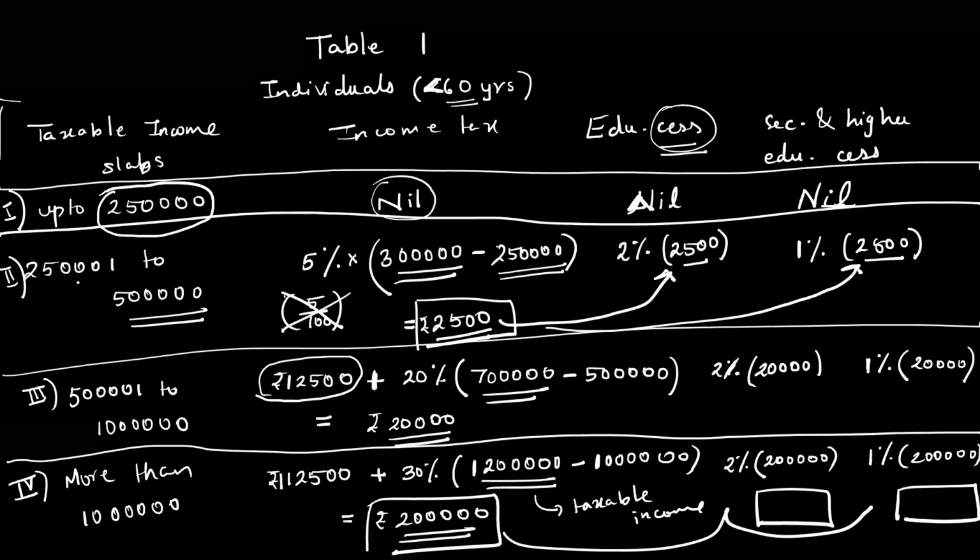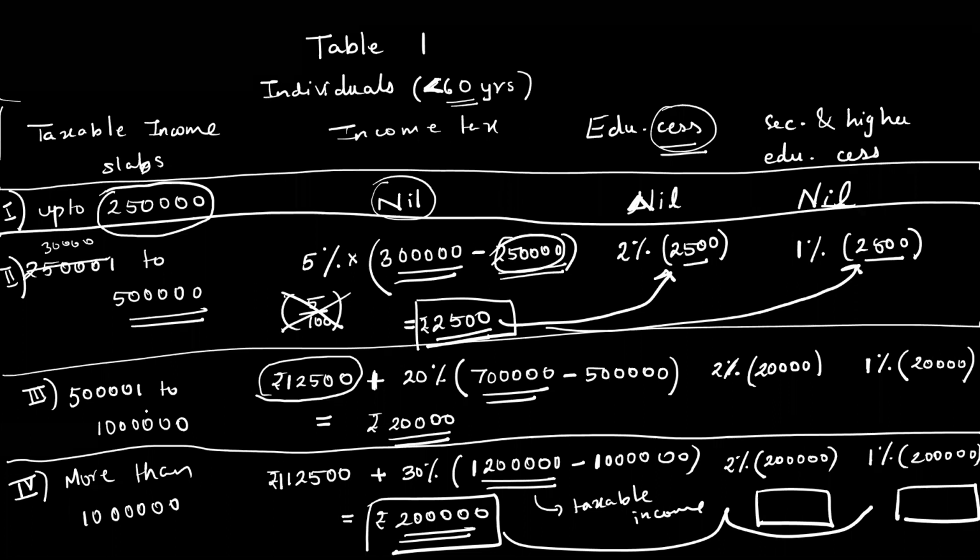Next, obviously this 2,50,000 plus 1 rupee will not remain, it will become 3 lakh, and this will become 5 lakh. So basic changes are there in the same table. This remains 5%. Whatever taxable income you're earning will come here, but now minus 2,50,000 will not remain, it will be 3 lakhs. After calculating, 2% education cess, and 1% secondary and higher education cess.